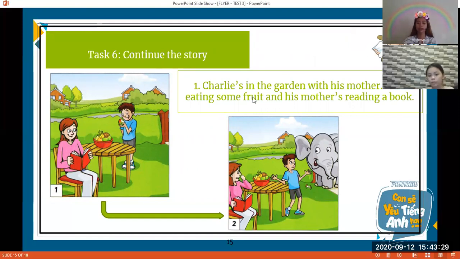Continue the story. This is number 1, 2, go. You read first number. Jack lies in the garden with Charlie. Charlie in the garden with his mother. He's eating some food and his mother's reading a book.